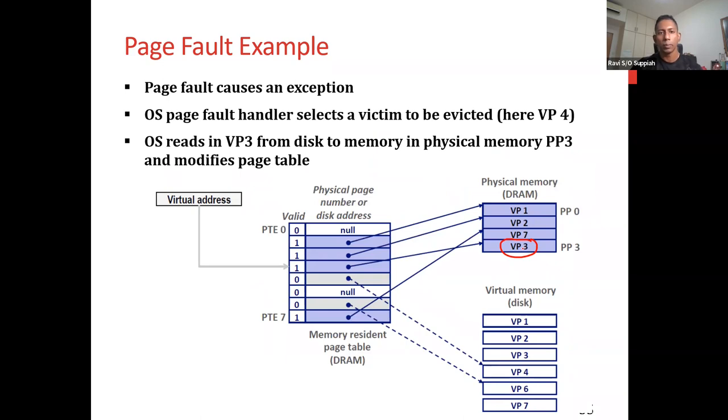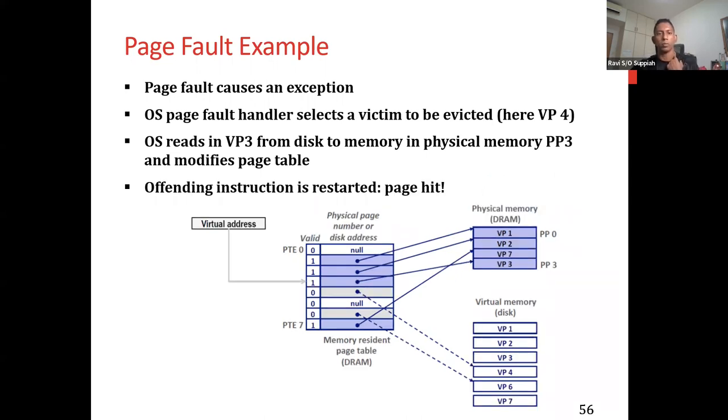Since virtual page 3 is now residing in the DRAM, it will also update the page table entry so that it is now valid. The valid bit is set and the correct mapping of the virtual page number to the physical page number will be there. Then when you restart the instruction that caused the memory access fault, in the second retry it will be successful. So that is basically how the page fault works. Once you restart it, the second time you will get a page hit.